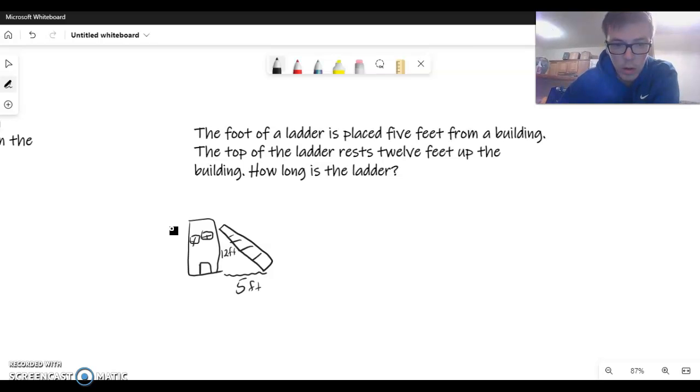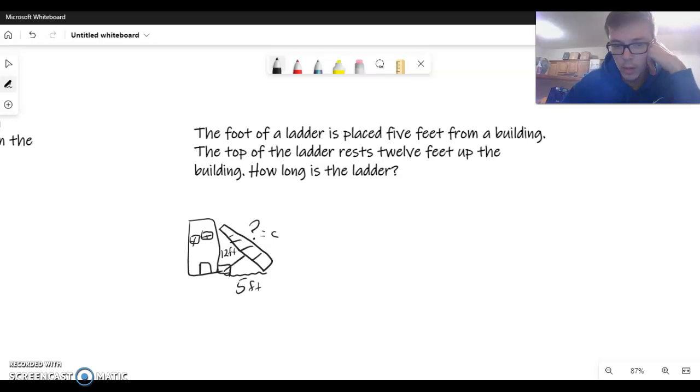Now we know the ground and the building make a 90-degree angle, so that's a right triangle. And it asks how long is the ladder? That ladder is our question mark right there, which is our hypotenuse. So now that we have the triangle drawn, I want you to pause the video and try to solve this one.